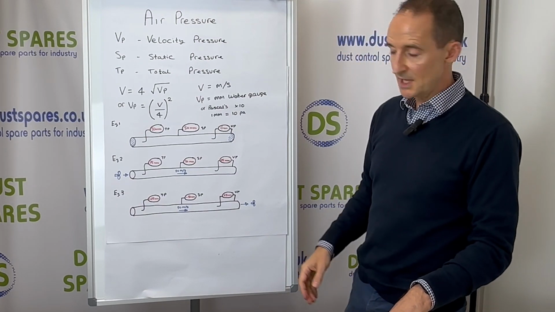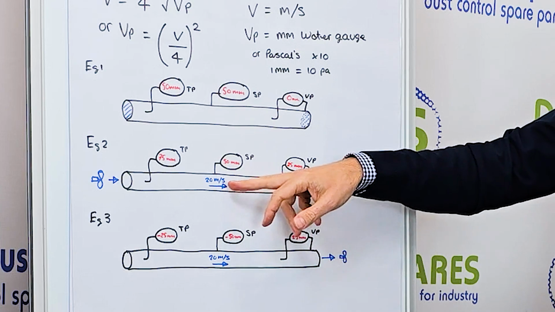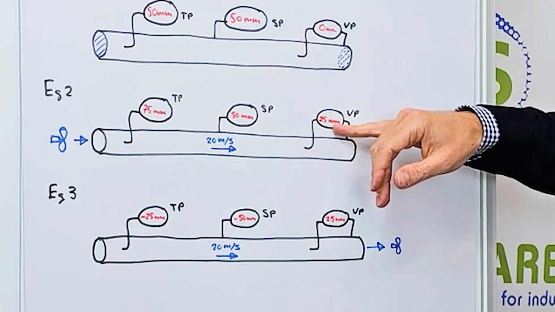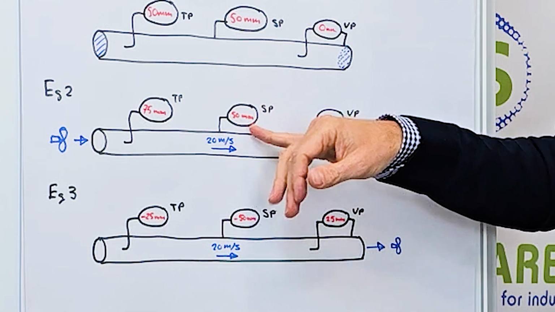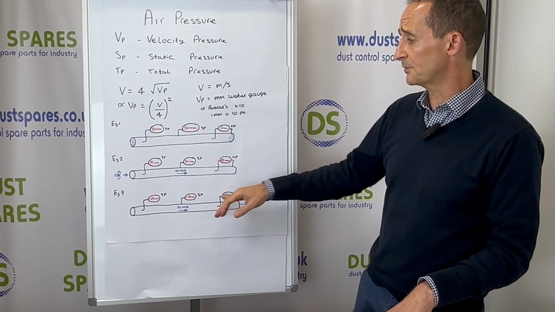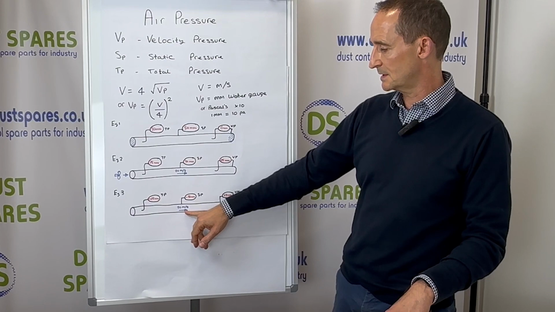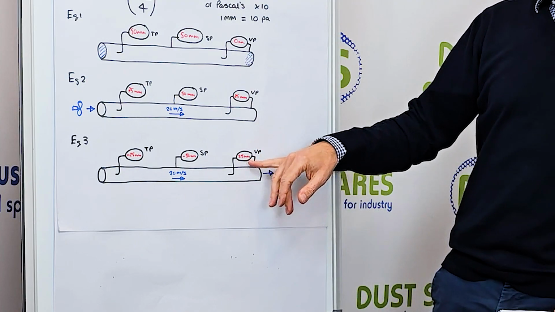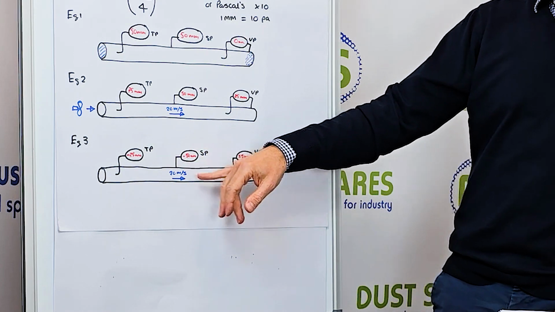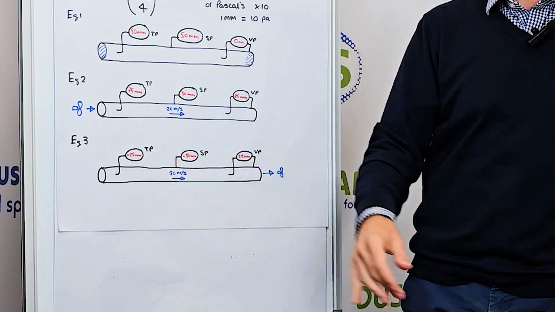In example 2, the air is blowing through the duct system at 20 meters a second. The velocity pressure is 25 millimeters. The static pressure is 50 millimeters, giving a total pressure of 75 millimeters. And in example 3, the air is being sucked through the pipe at the same speed, 20 meters a second, giving a velocity pressure of 25 millimeters, static pressure of minus 50 millimeters, giving a total pressure, adding the two together, of minus 25 millimeters.